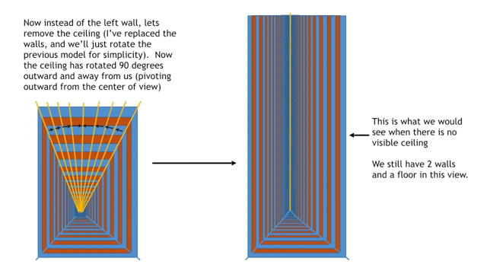So this is what we would see. There is no visible ceiling, but we still have two walls and a floor in this view. Just think of yourself in an extremely long corridor, and the ceiling is so high that it's outside your visual field.